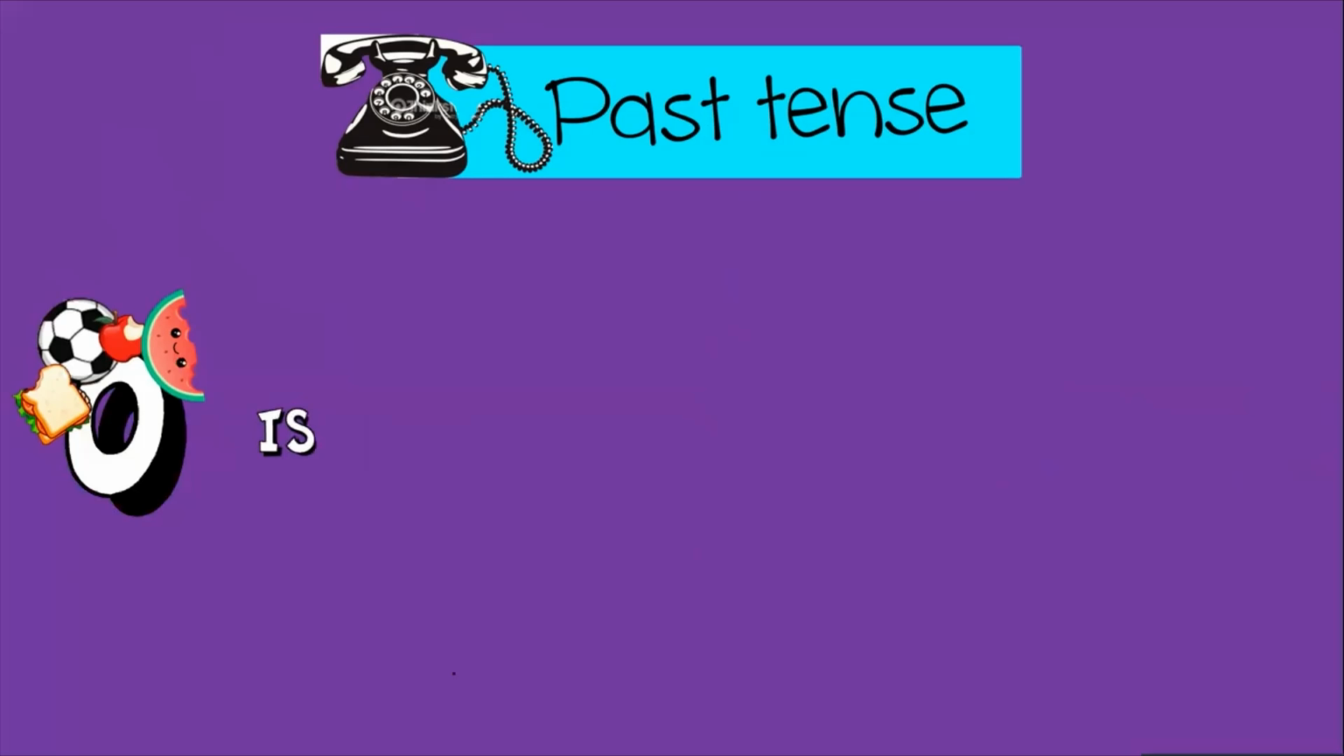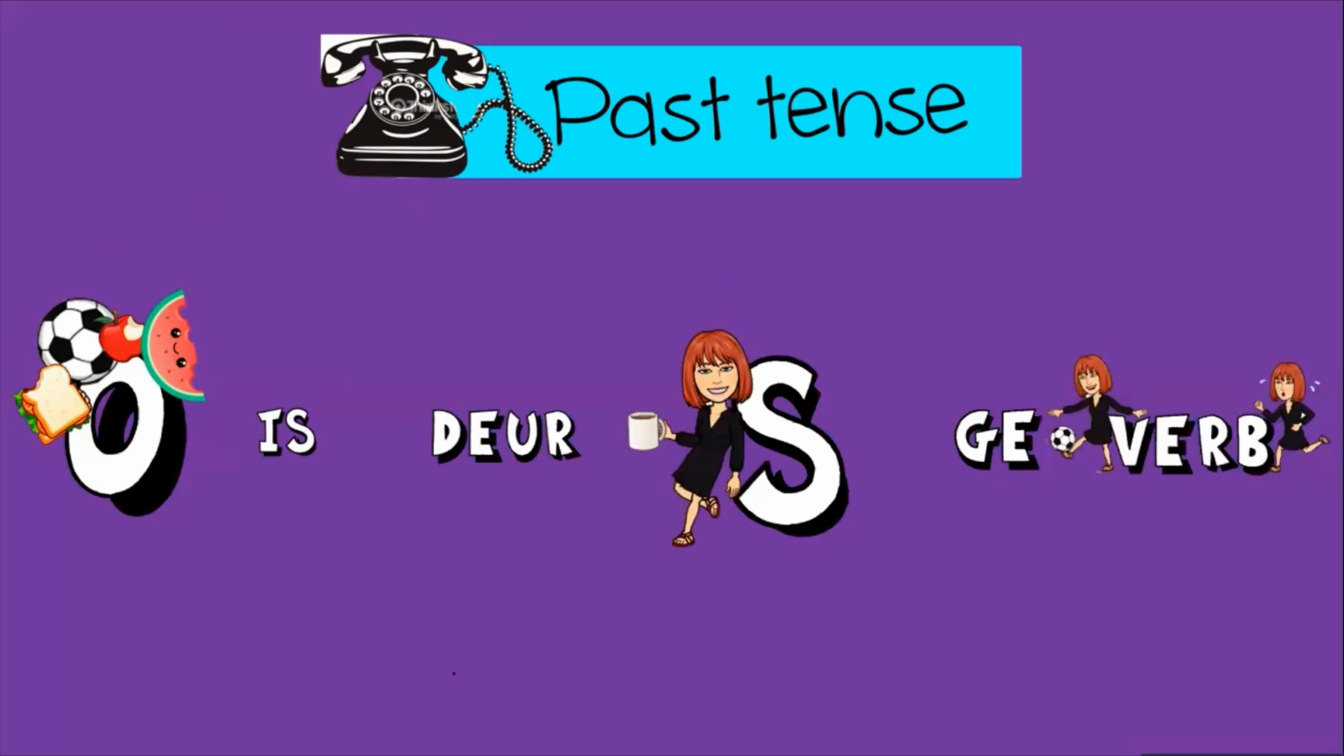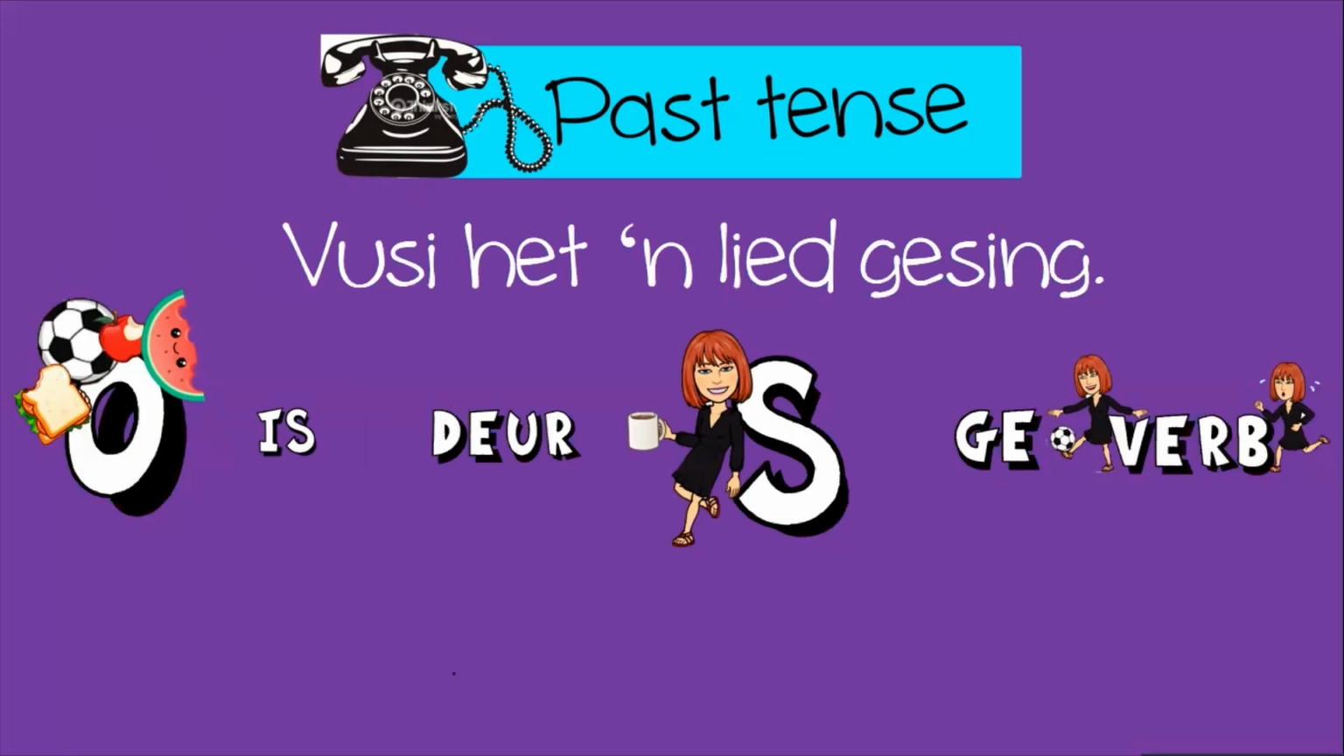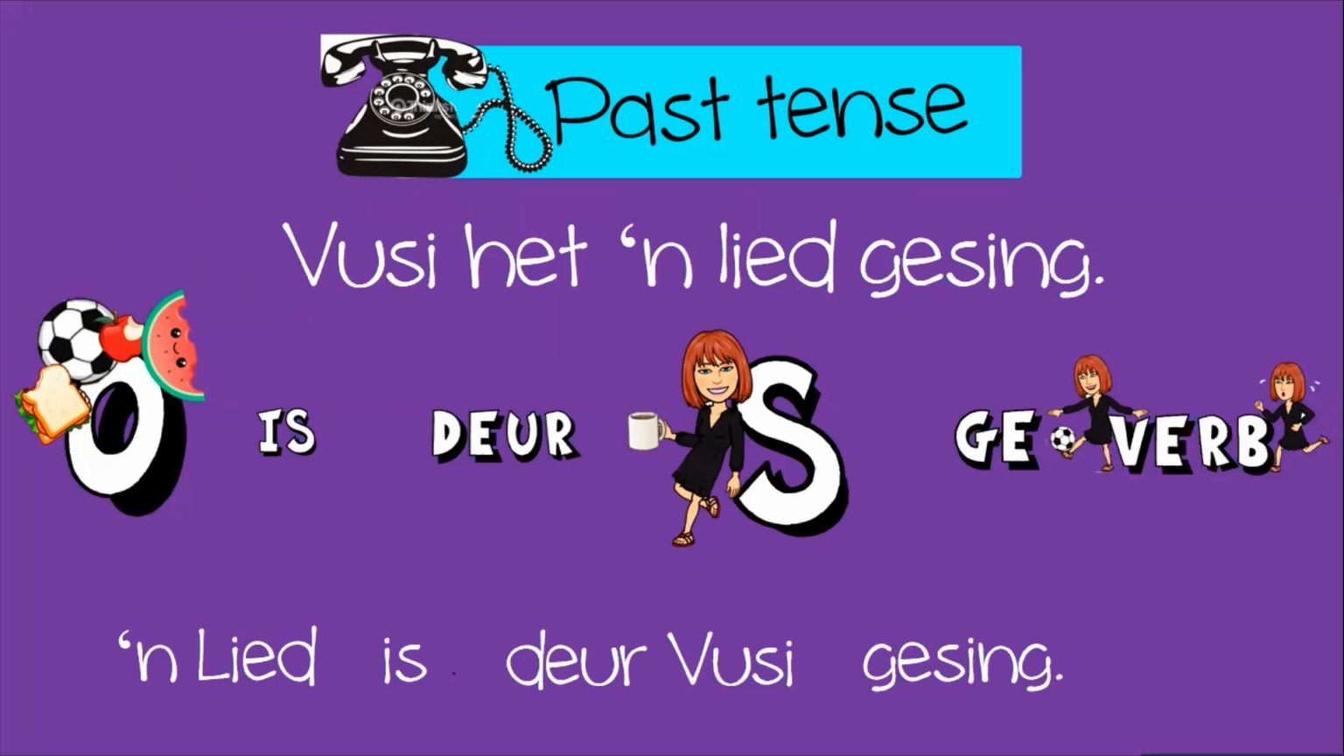Past tense. Object, always object. Verb, verb is the only thing that changed. For past tense, it is is. Deur die subject, verb. Let's look at our example. Woesie het 'n lied gesing. See, het makes it a past tense sentence. So we know we are going to start with our object. What is our object there? 'n Lied is deur Woesie gesing.